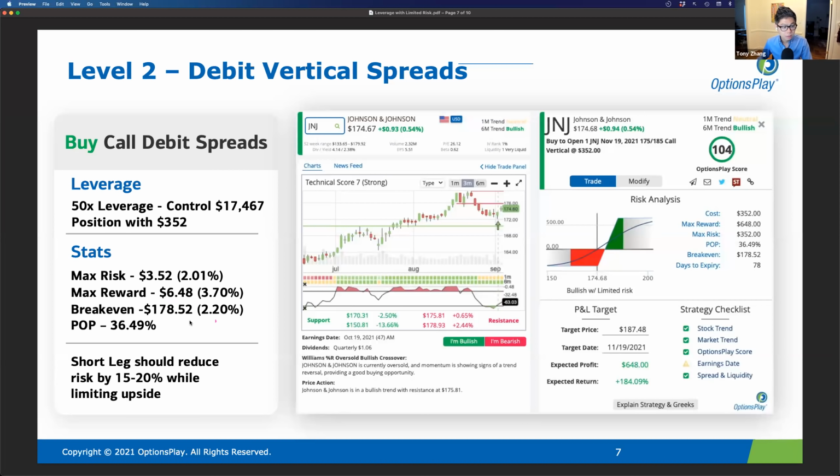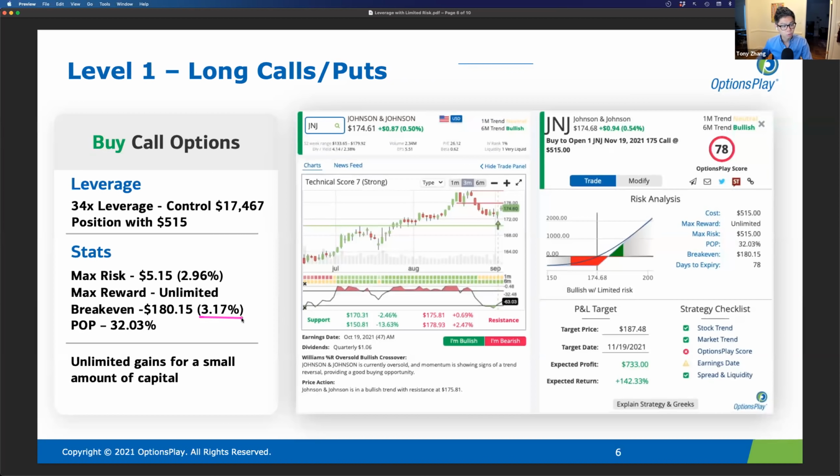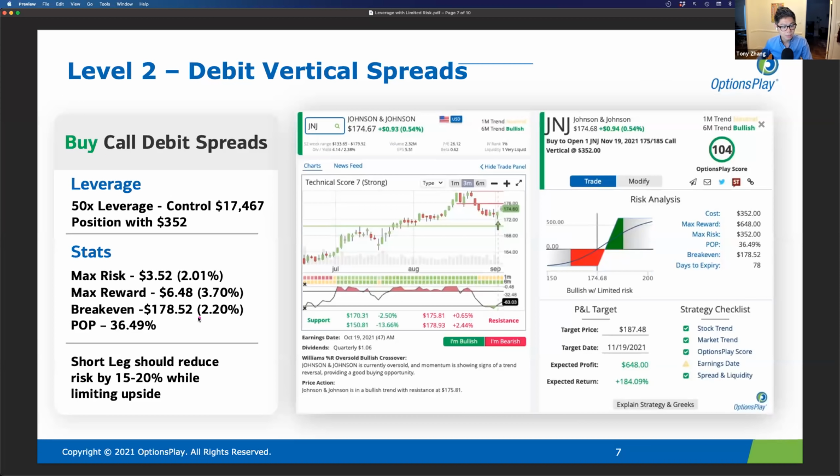And what it does is it improves my break-even cost, because by reducing the cost of the trade, the stock doesn't have to move as far before I'm profitable, only has to move to 178.5, which now the stock only has to move about 2.2% before the strategy is profitable. Before, in the previous example, in the long calls, the stock had to move over 3% before the strategy is profitable. So here, because the stock doesn't need to move as far, I now have a higher probability of profit.